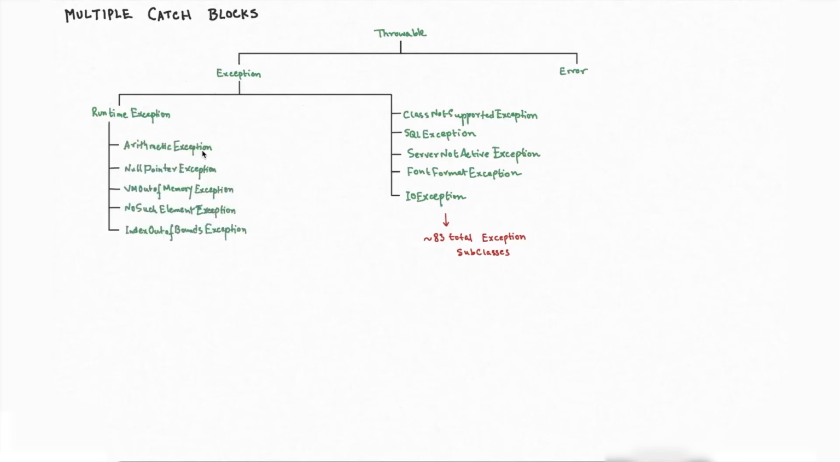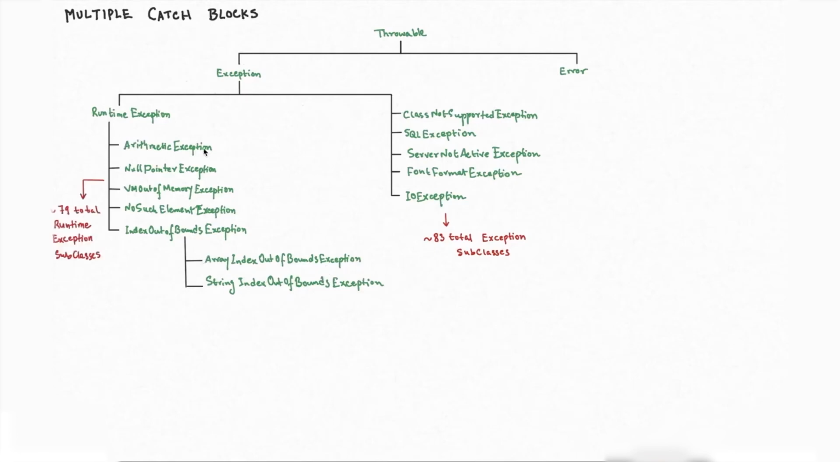Again, you can have arithmetic exception, null pointer exception, VM out of memory exception. We have index out of bounds exception. Underneath index out of bounds exception, we have array index out of bounds exception subclass and string index out of bounds subclass. And this is the exception that we saw a little earlier. We also saw this exception. Again, we can have many runtime exceptions. In fact, we have around 79 total runtime exception subclasses, and these are just a few examples.